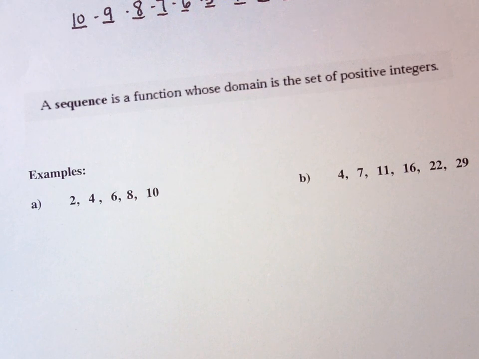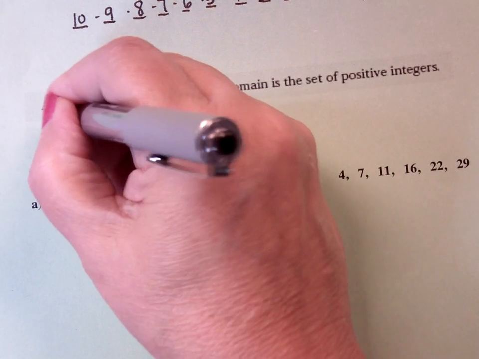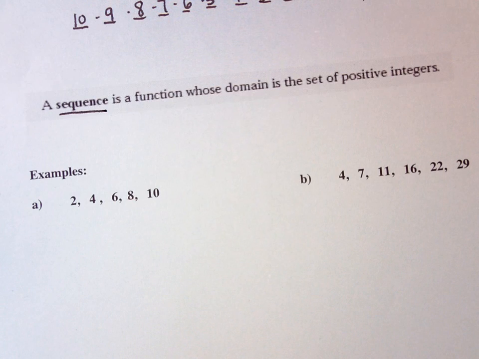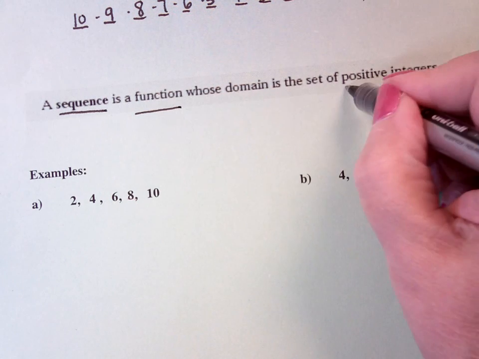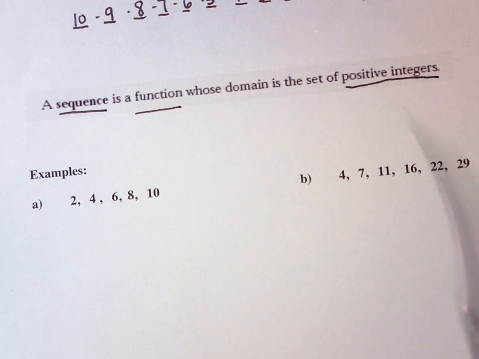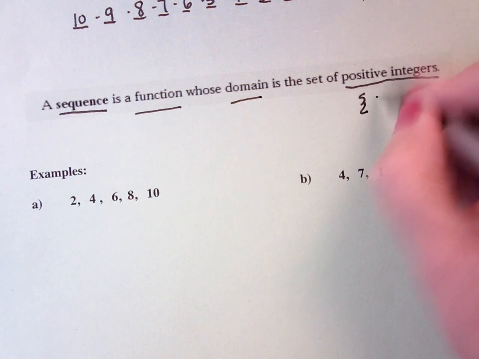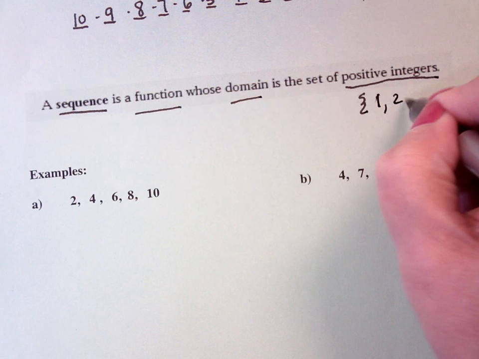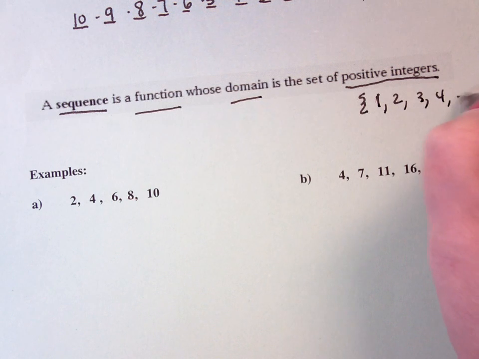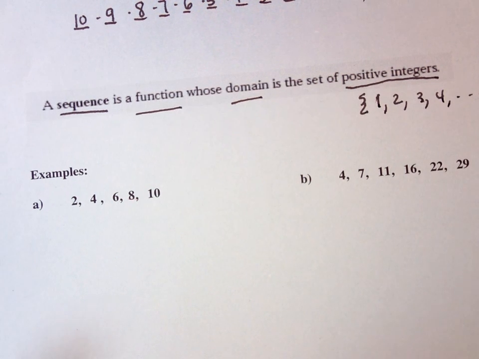Now, what we're going to be interested in is the idea of something called a sequence. A sequence is a function, because remember, college algebra is the study of functions, whose domain is the set of positive integers. And this is where things are going to be a little bit different. Positive integers: 1, 2, 3, 4, and so on. We also call these the counting numbers. And it'll become clear how this is going to work.